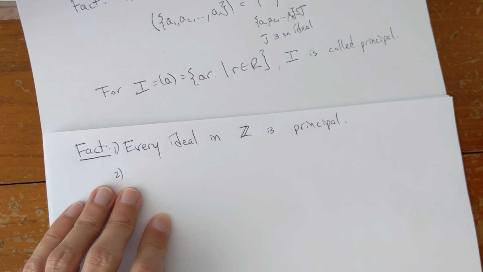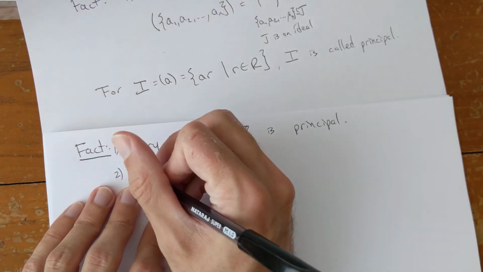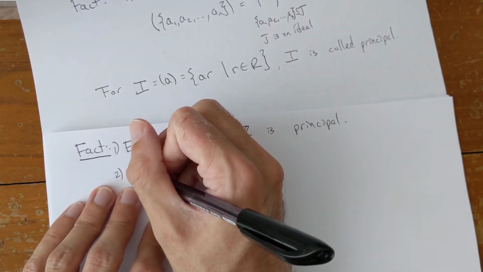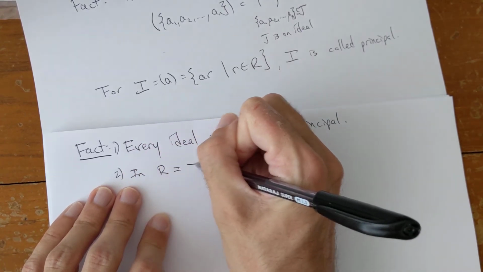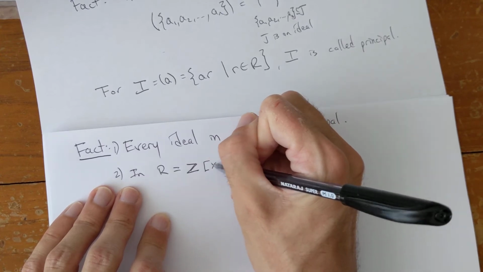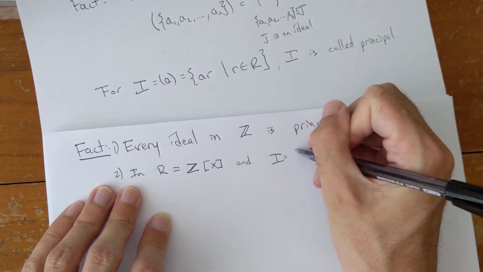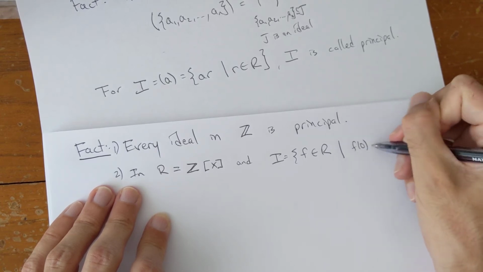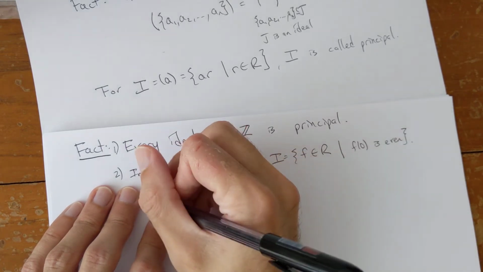You might think, well, maybe any kind of useful ideal you can think of is principal, but not all of them are. So let me give you a couple examples of a non-principal ideal. Okay, so another fact is that if you take R to be the polynomials with integer coefficients, and the ideal I is all the polynomials f in R such that f of 0 is even, okay, then I is not a principal ideal.